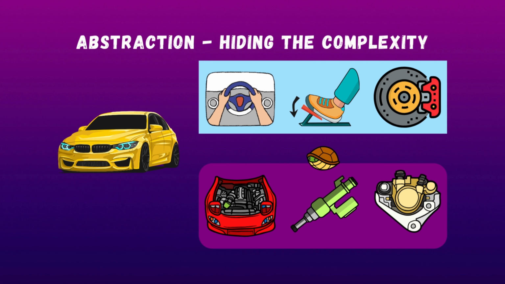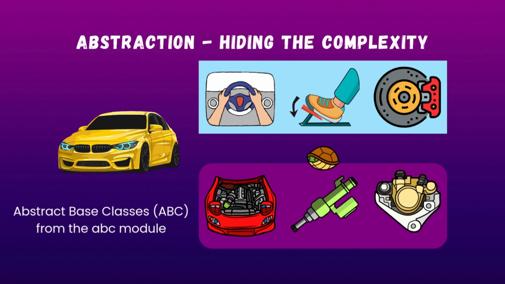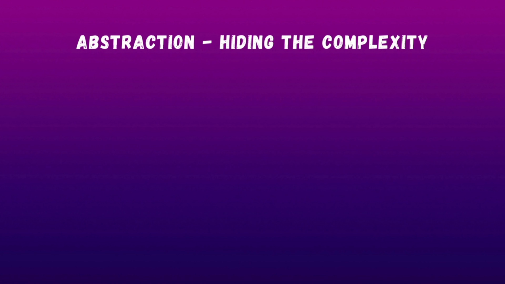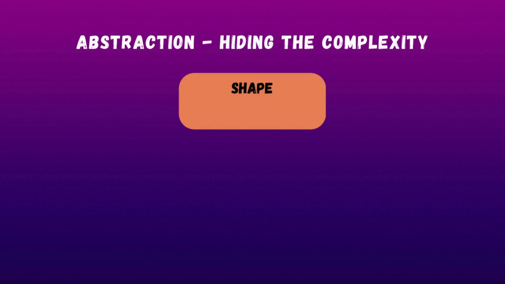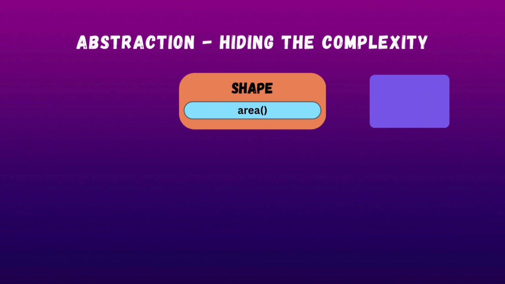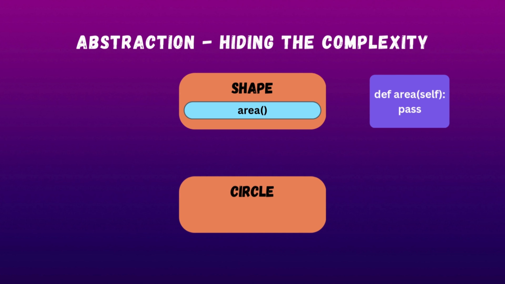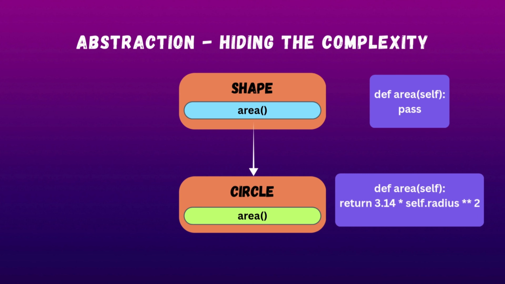We can implement abstraction in Python using the abstract base class ABC from the abc module. To implement abstraction, we create an abstract class that contains one or more abstract methods. An abstract method is a method which is declared but does not have an implementation. The subclasses that inherit from that base class must override the abstract methods. So the concept of inheritance also takes place here.